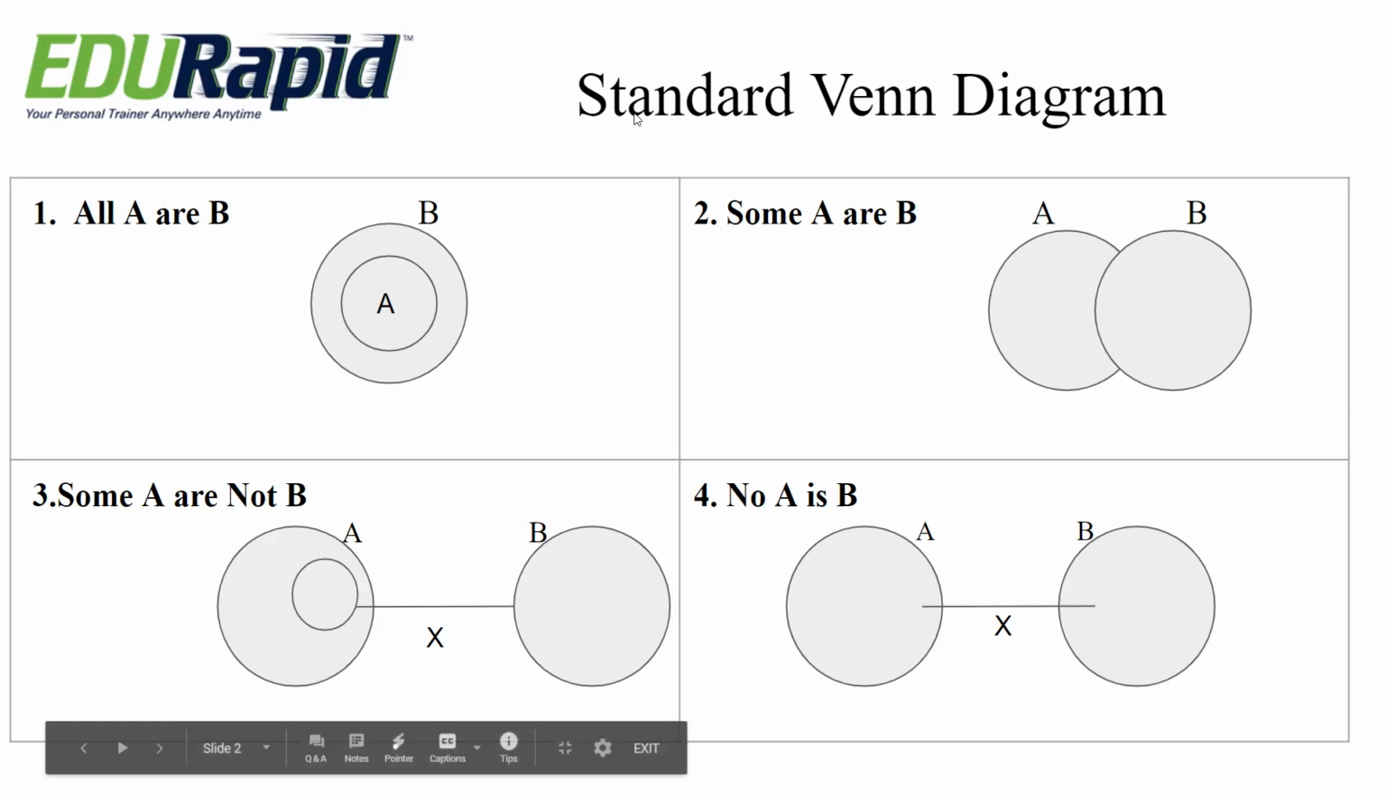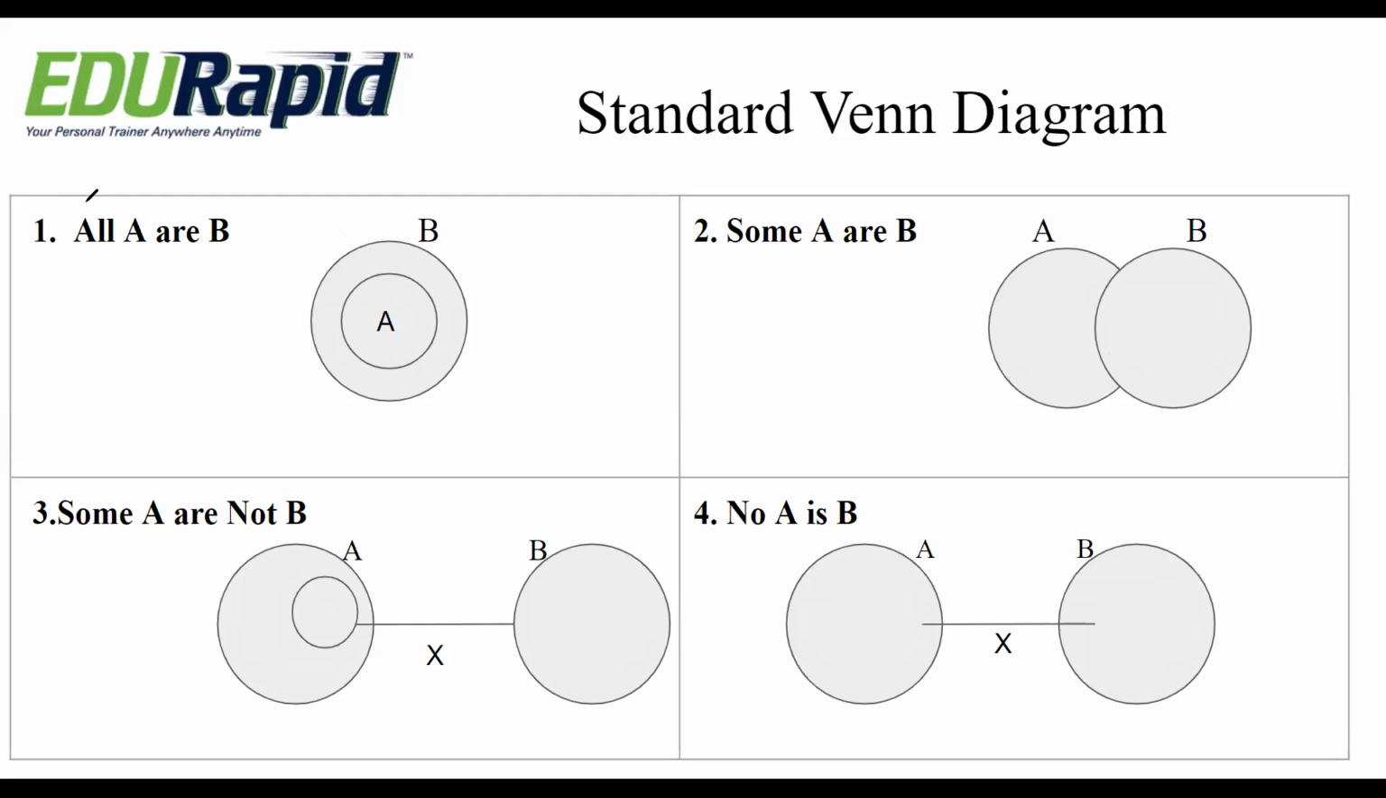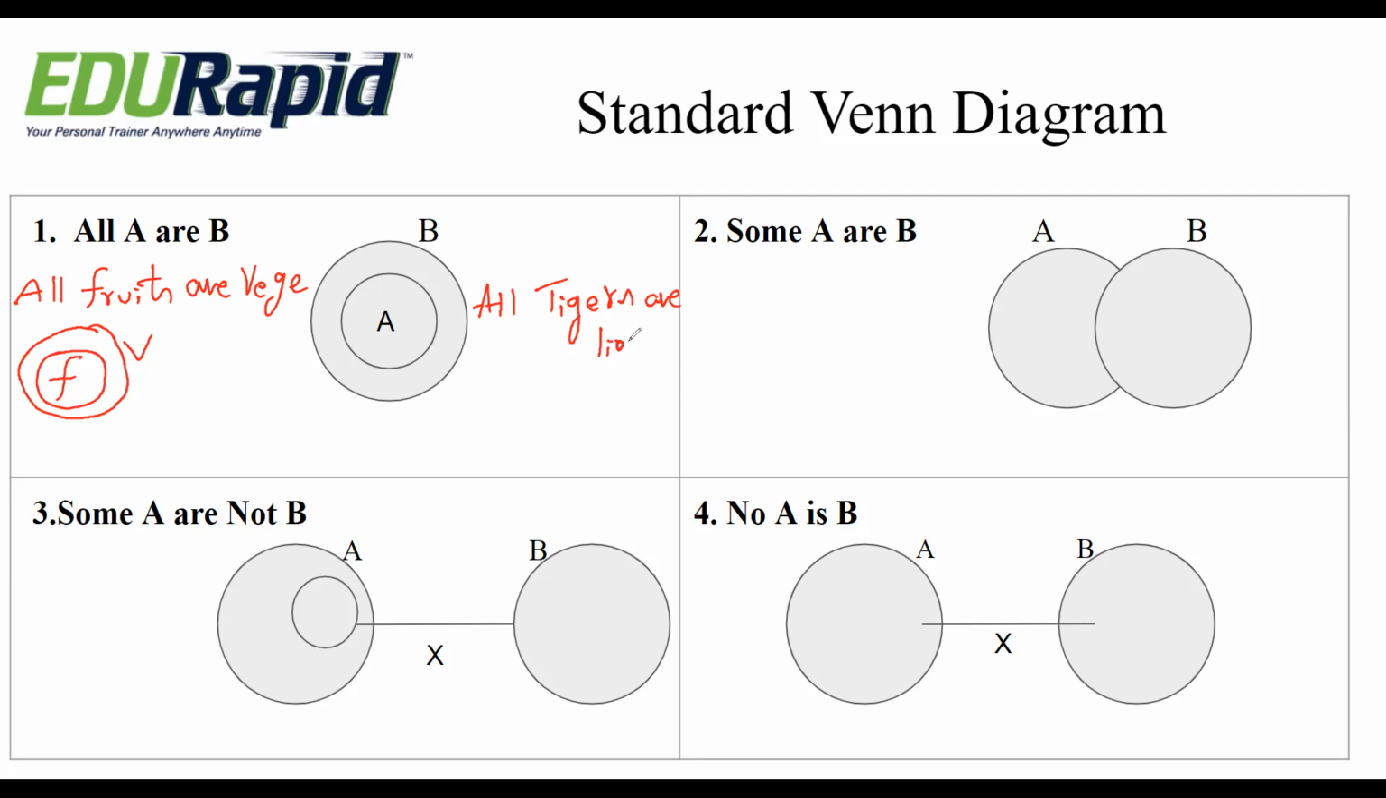I'll give an example. In a statement, if they say all fruits are vegetables, then you have to write like this. Circle F lies inside the circle V, that is all fruits are vegetables. Okay, another example. All tigers are lions. In this way you have to write down. This is the first condition, that is all A are B.